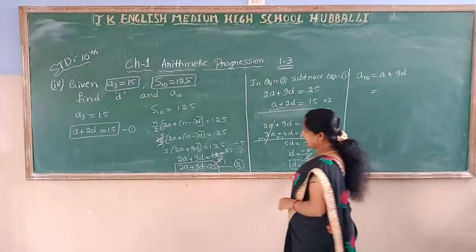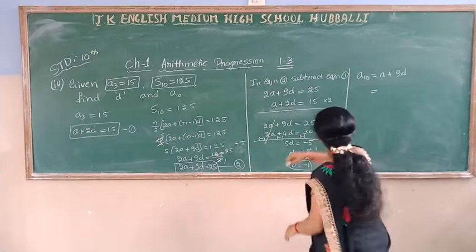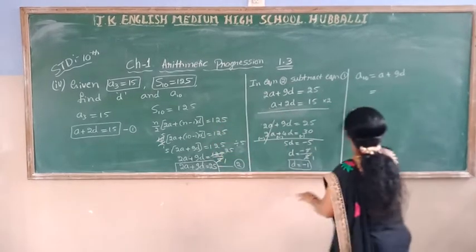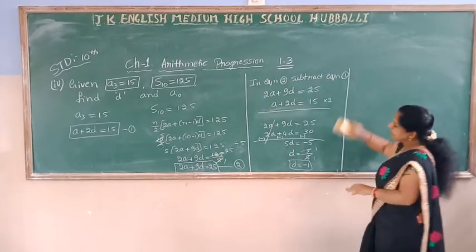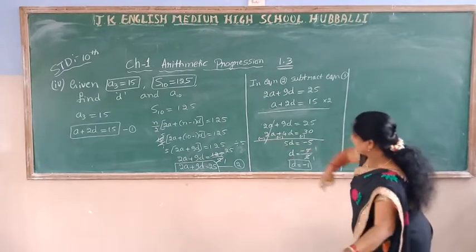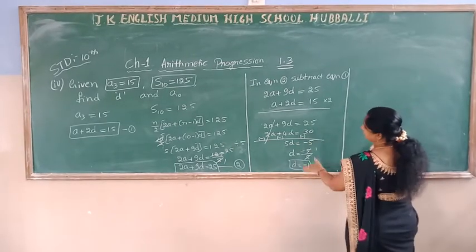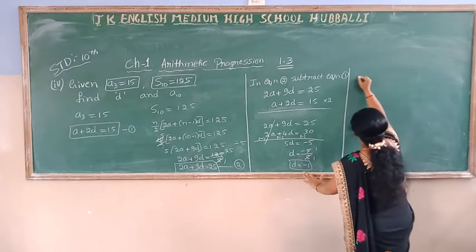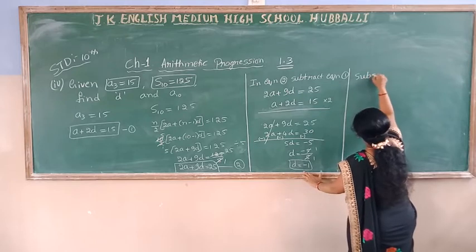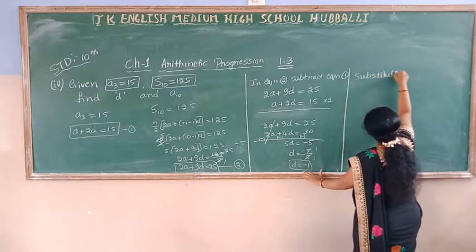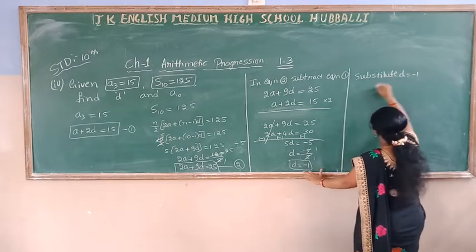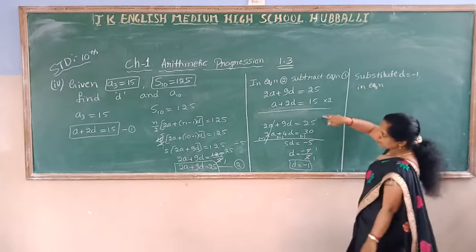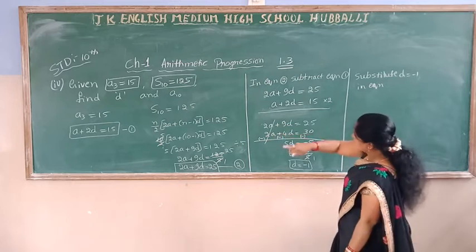So now I am going to substitute d is equal to minus 1 in equation 1 or 2. Now you can substitute in any one. So now substitute d is equal to minus 1 in equation 1, which I have converted.